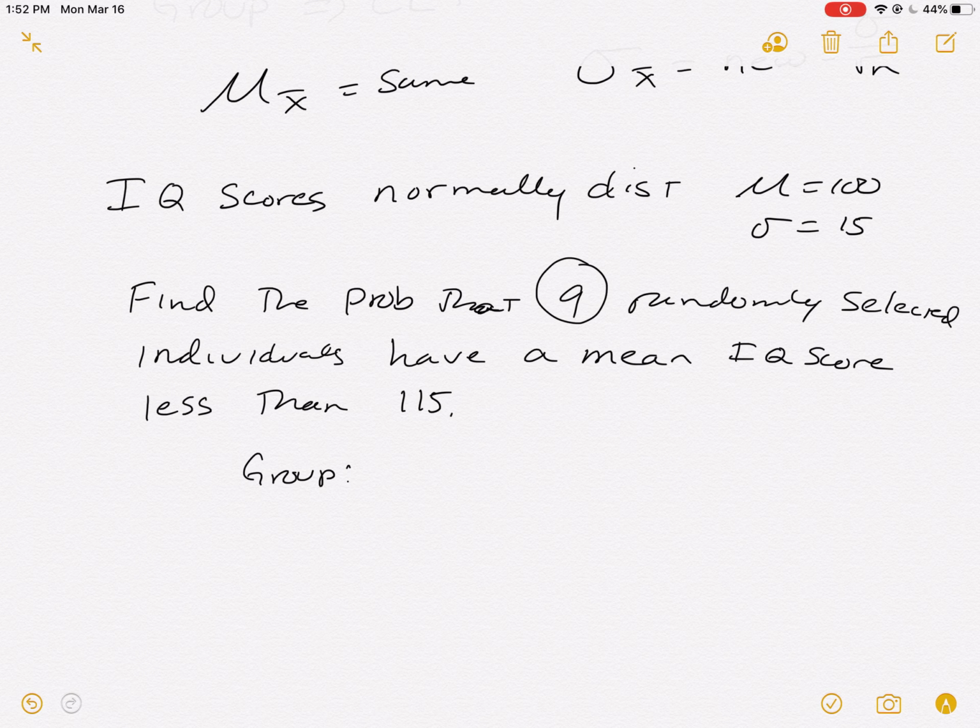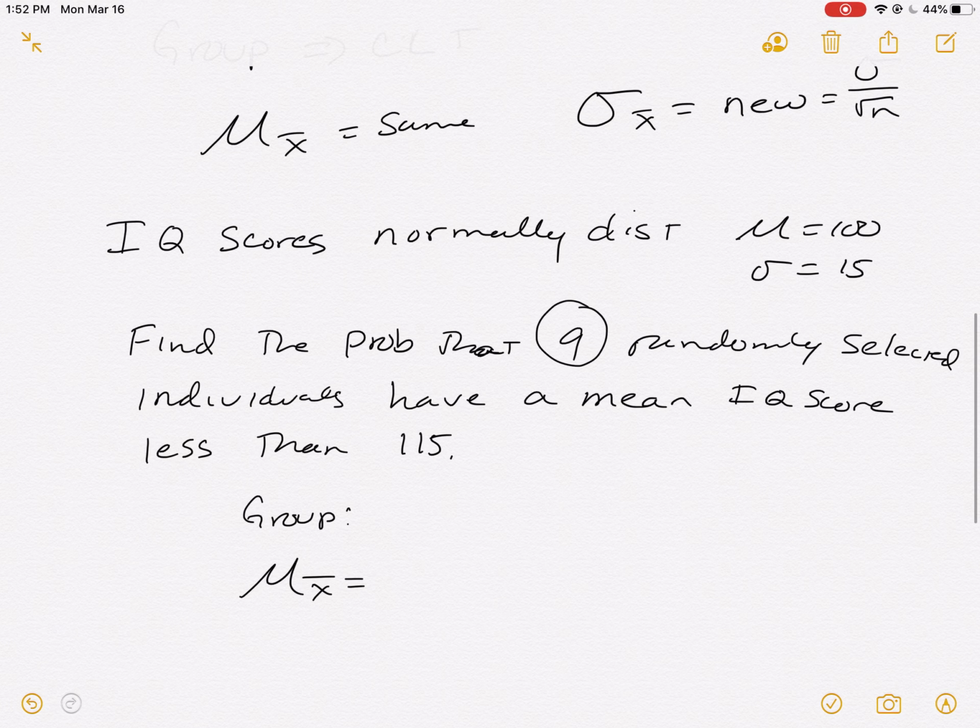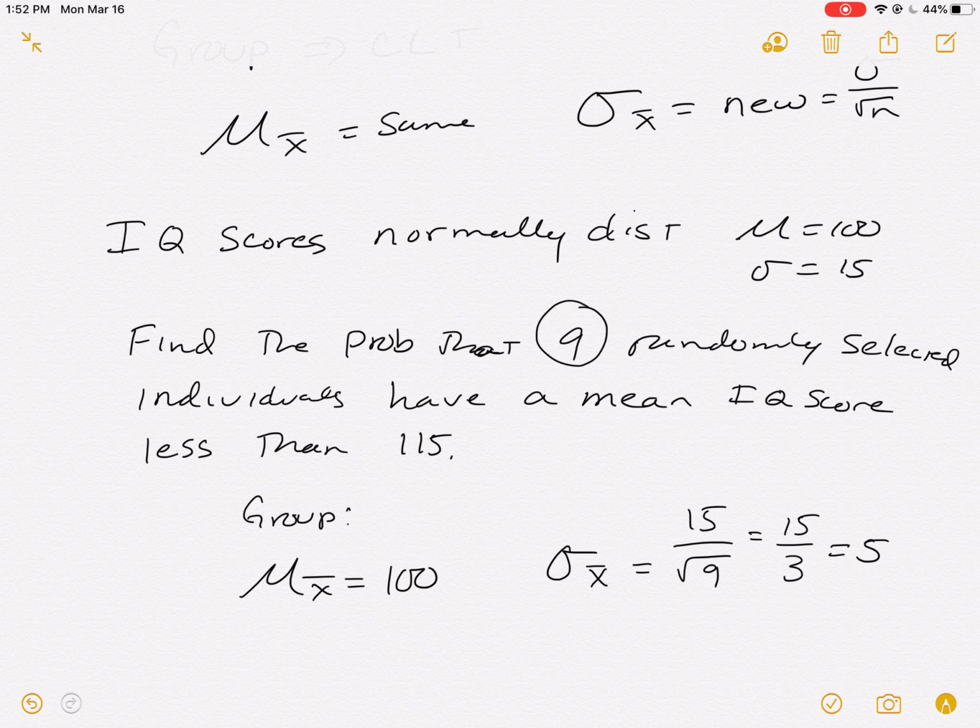I recognize that I'm in a group setting, and what I say is, well, then I got a mean for the group. And what that is trying to say above right there is that I'm going to leave that the same as 100. But the standard deviation for the group is going to be a new standard deviation. The original standard deviation was 15, but now I'm going to divide by the square root of the group size, which is 9. So the group size is 9. So what is that? Well, that's 15 over 3. And so I get a new standard deviation for the group of 5.